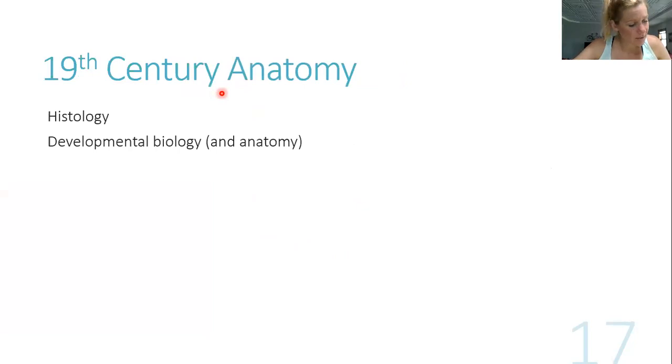19th century anatomy, so we started doing more histology and developmental biology as well. With the invention of the microscope, we're able to see what's going on at a lower level. Getting an understanding of what's going on within the cells gives us information to gain a greater understanding of what's going on at a gross level. So that started becoming more popular.